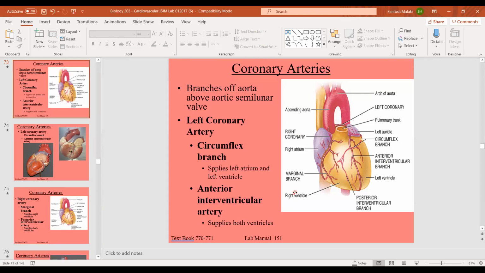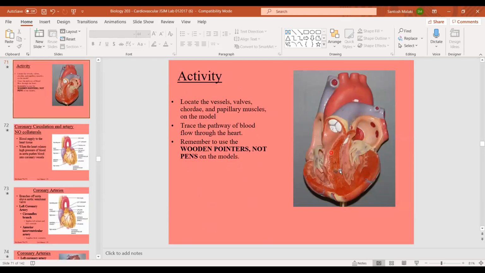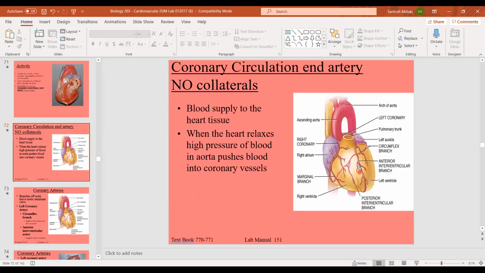Now, these two, especially the anterior interventricular, are of critical functional importance. Why? I'll tell you when we go to the EKG, because the wall that separates the ventricles, this wall that you see here, is called the interventricular septum. And it is in this interventricular septum that the conducting system of the heart lies, and the blood flow from the anterior interventricular arteries supplies the septum, which in turn keeps the conducting system alive.